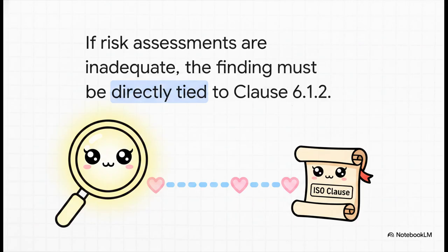And we have to be incredibly specific here. Every single clue you gather must be explicitly linked to a specific requirement within ISO/IEC 42001. For instance, if an interview reveals that IT infrastructure changes aren't triggering new risk assessments, you don't just write down, "This looks bad." No, you tie that finding directly and formally to Clause 6.1.2 of the standard.